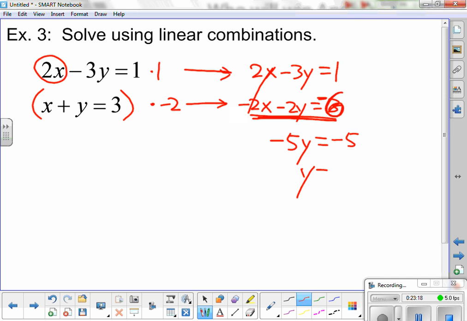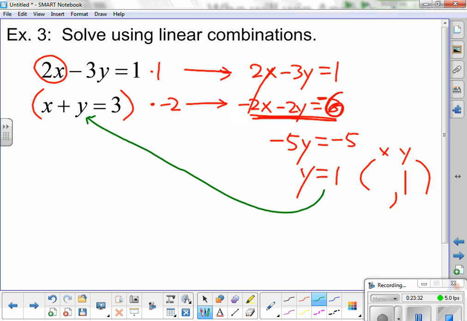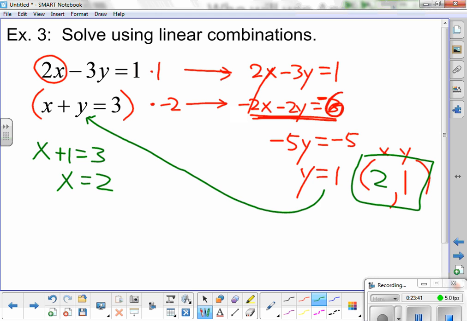So y equals 1. And remember, the whole point here is to get an x and a y. Now you're going to take that 1 and plug it back into one of the originals. Doesn't matter which one. I'm going to plug it back into the bottom because that looks easier to work with. So x plus 1 equals 3, so x equals 2. So (2, 1) is your answer still, because we had the same equation.